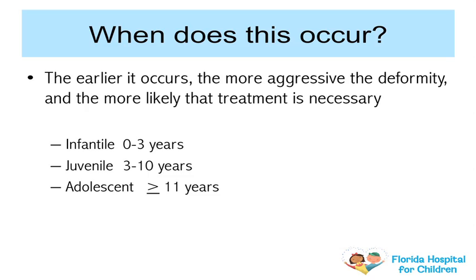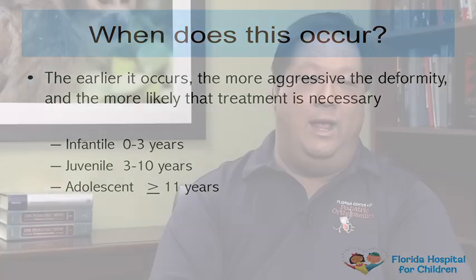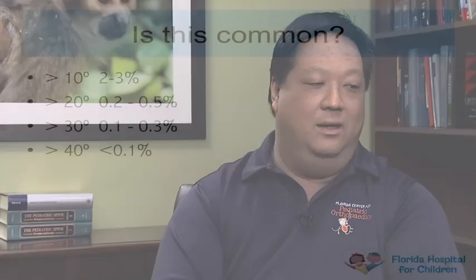But whatever the cause is, the younger the age where the scoliosis begins to occur, the more time there is for the curve to get worse. So by and large, the earlier your child is diagnosed with scoliosis, the more aggressive it's going to be because the more potential growth there is and the more time there is for the curve to worsen. And with that, it's more likely that treatment's necessary.